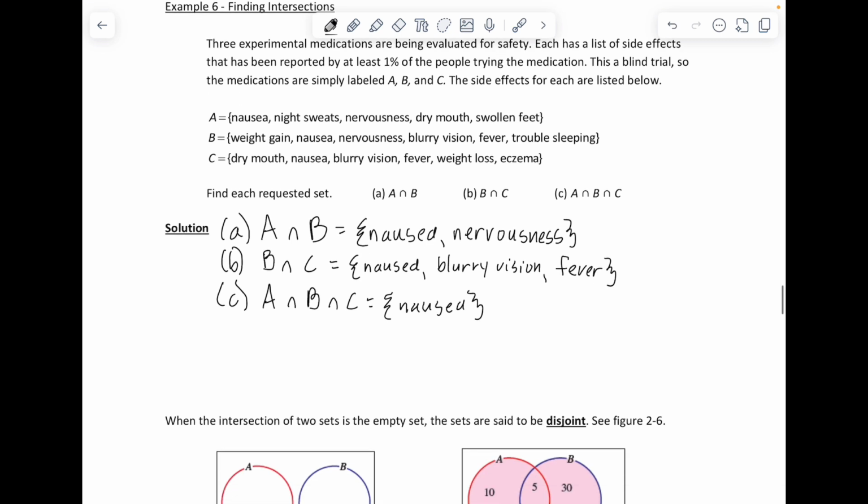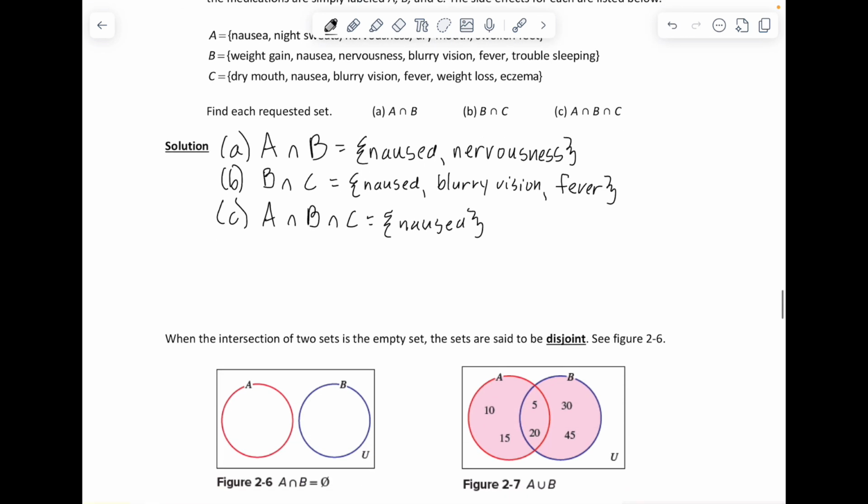Okay. When the intersection of two sets is the empty set, the sets are said to be disjoint. Okay, here's a Venn diagram illustrating disjoint sets. Again, the rectangle is the universal set. A and B are sets within the universal set, and the circles for A and B do not overlap at all. So they share nothing in common. So they are disjoint. Okay.